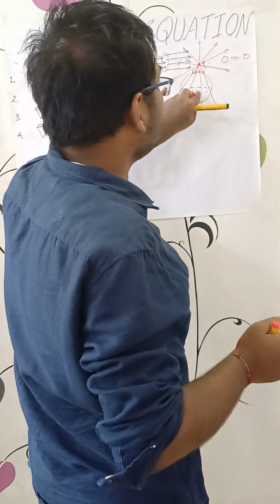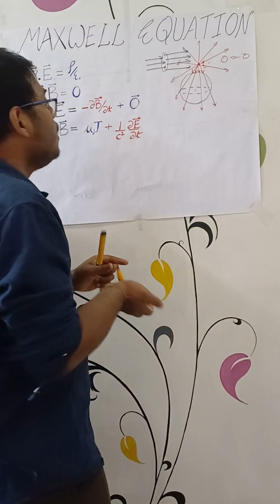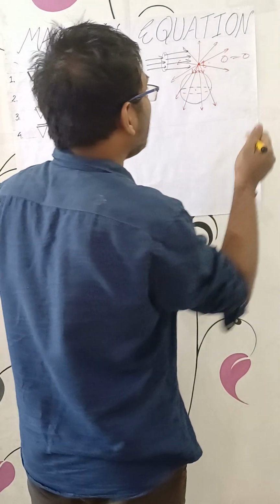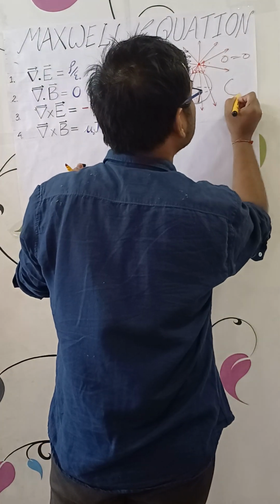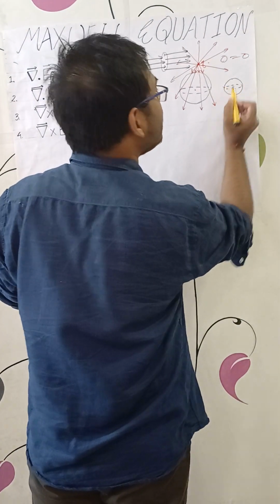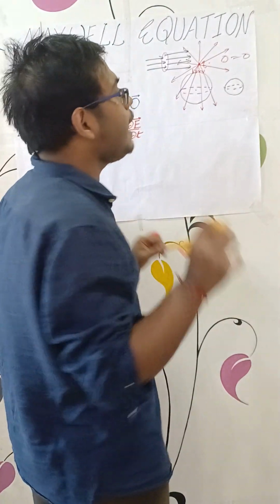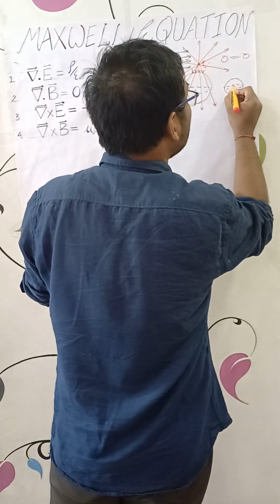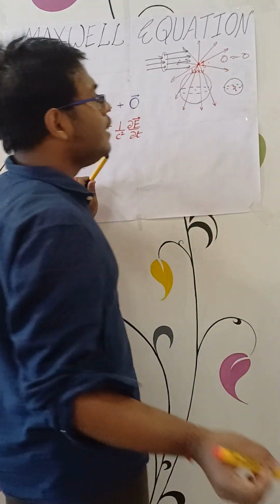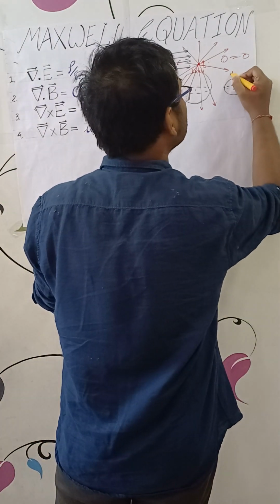Now let's put the charge inside and see what happens. I will again draw the diagram just for the sake of simplicity. So this is our spherical surface. Now let's put the charge inside. I will put the charge here. Now again I will simply draw the electric field vectors.